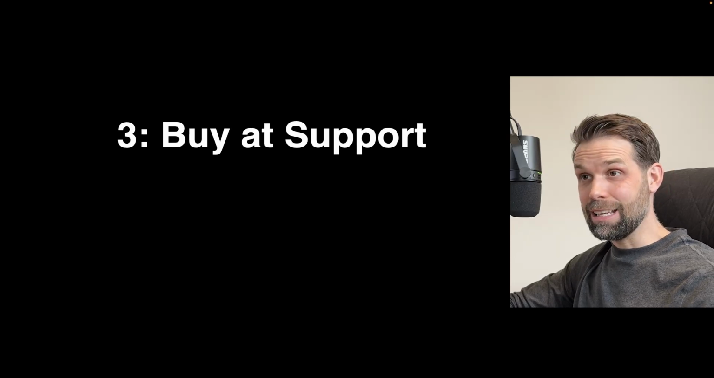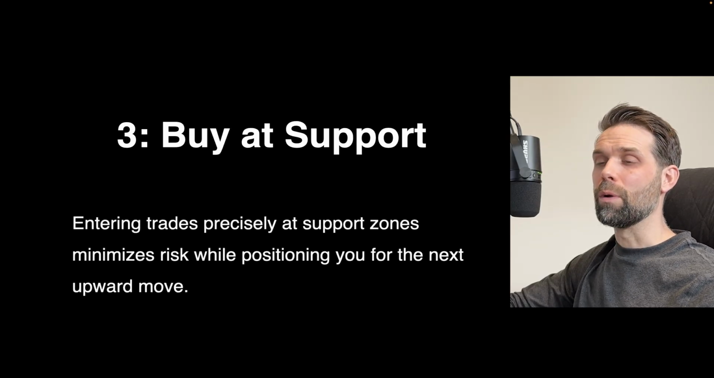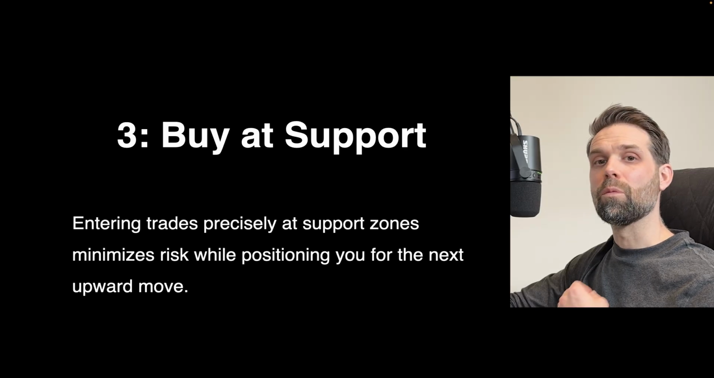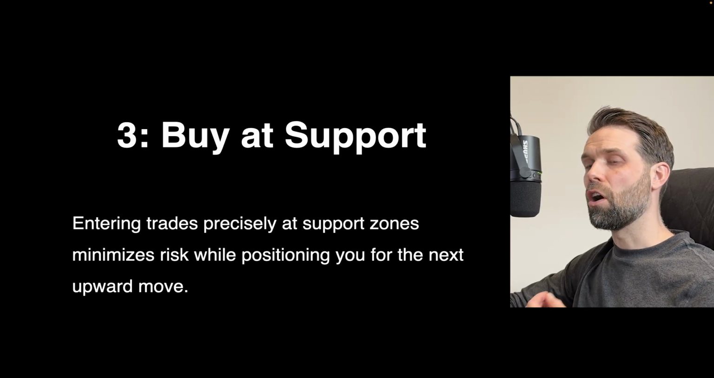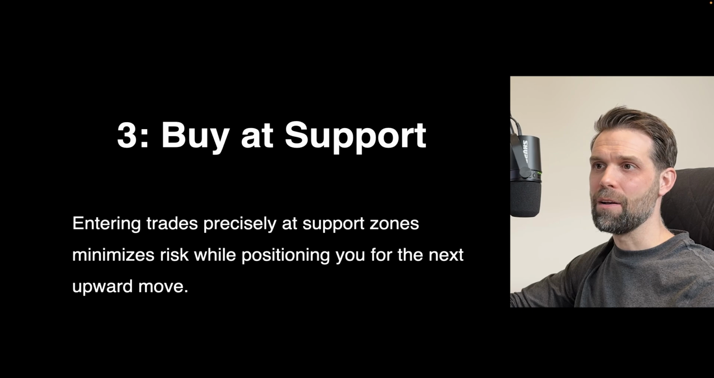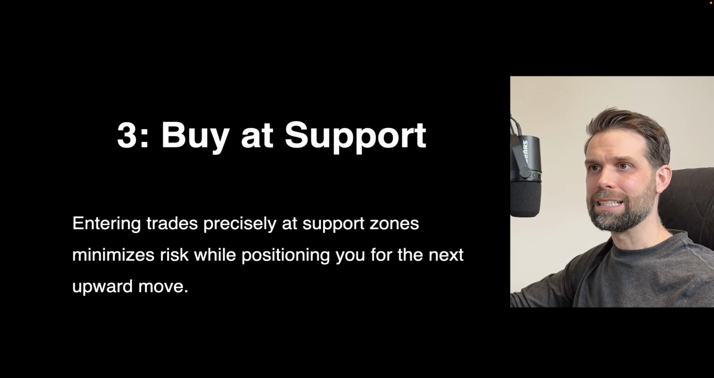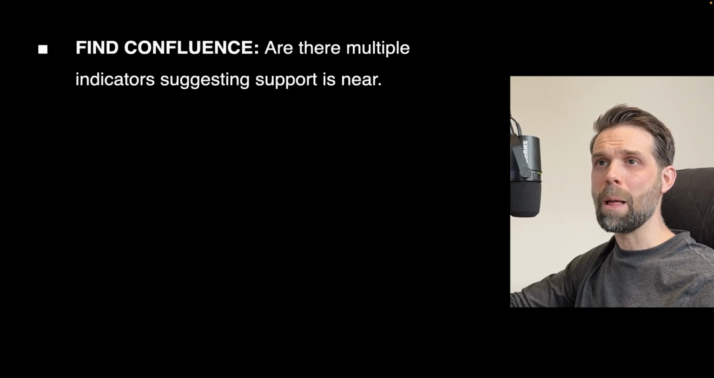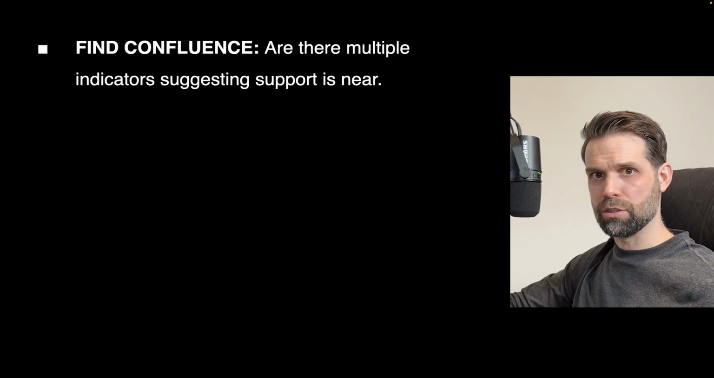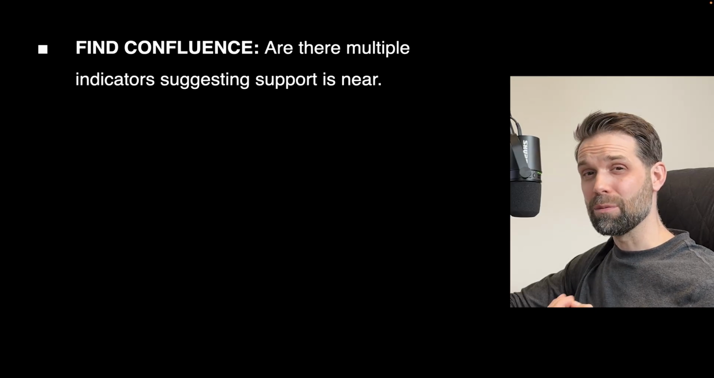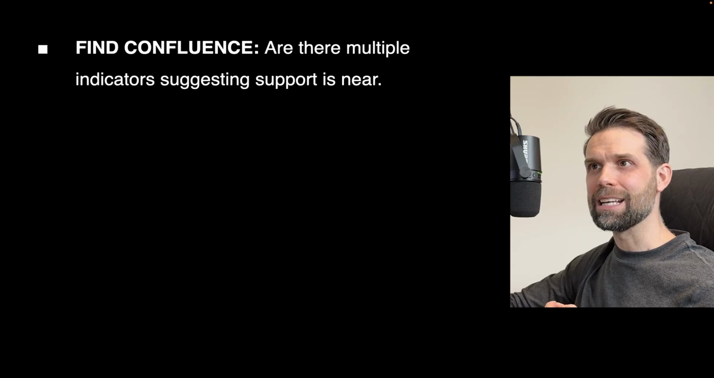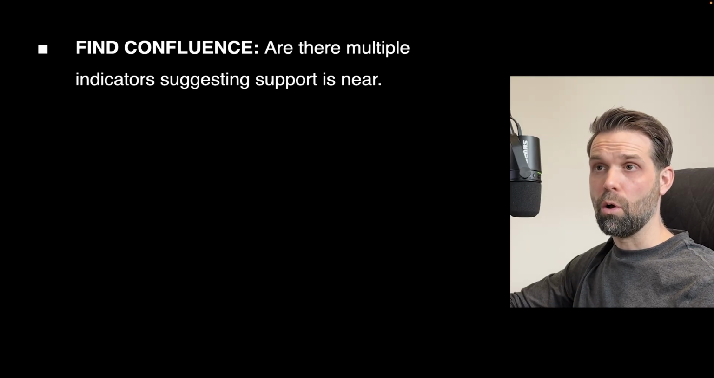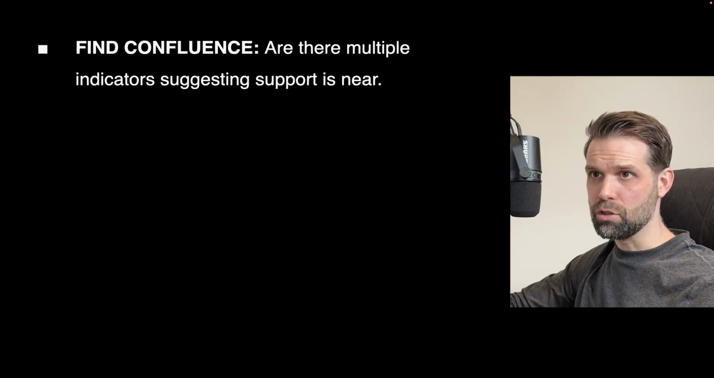And then lastly, we buy at support. So we enter the trades at the support zone. It's a minimal risk trade when there's confluence, there's various tools telling us that that is a support zone. We can place our entry there. It's low risk and it's low stress. So what we want to do is find confluence. In a support zone and a resistance zone, you can often find confluence, meaning you can find various tools that are telling us that that is a support zone or that is a resistance zone.